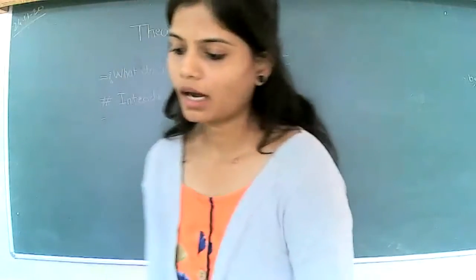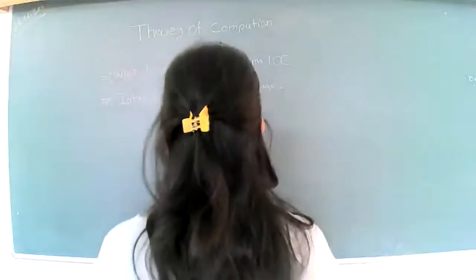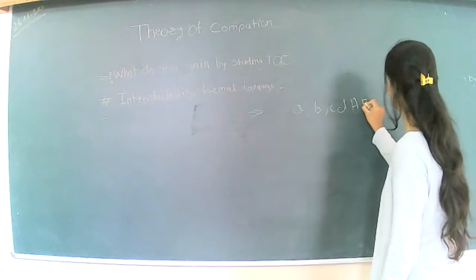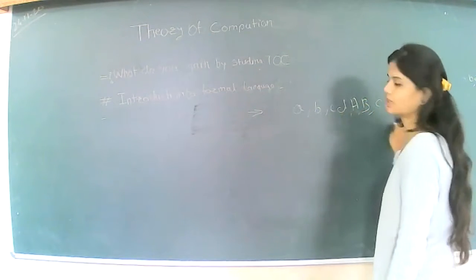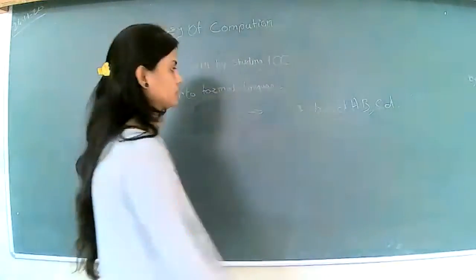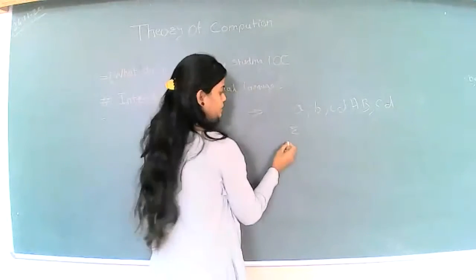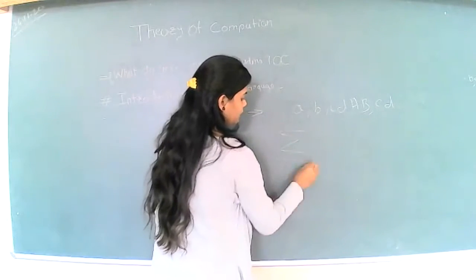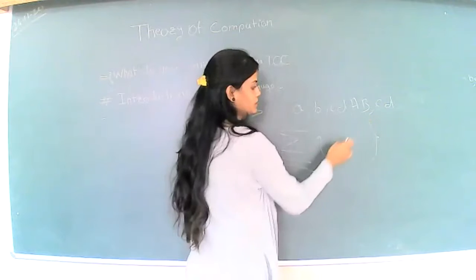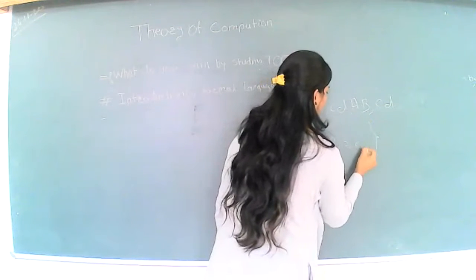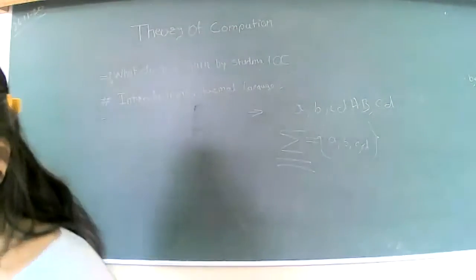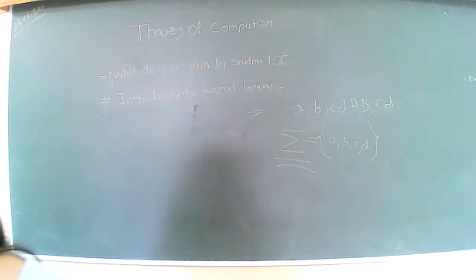But what are alphabets? Alphabets are defined by symbols. Like this is an alphabet, and this one is also an alphabet. So we define the symbols, which are our alphabets, and they are denoted by sigma. This symbol is called sigma, and you define the alphabet in curly brackets. The sigma symbol is used for an alphabet.